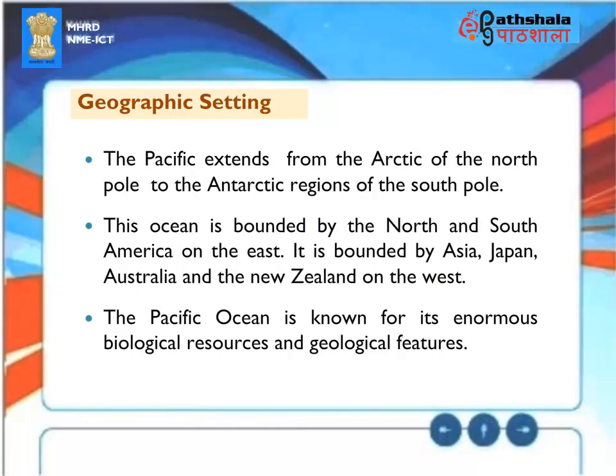The Pacific extends from the Arctic of the North Pole to the Antarctic regions of the South Pole. This ocean is bounded by North and South America on the east. It is bounded by Asia, Japan, Australia, and New Zealand on the west. The Pacific Ocean is known for its enormous biological resources and geological features.